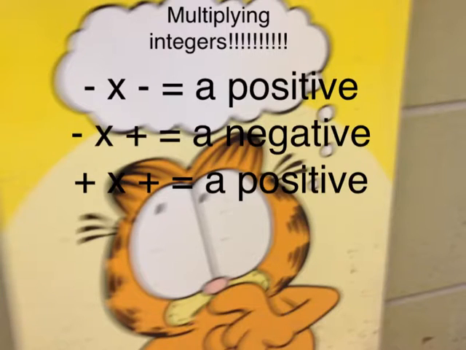Multiplying integers. Some basic knowledge you would need for this is: a negative times a negative will equal a positive. A negative times a positive would equal a negative. It doesn't matter which order it is in. It could be negative positive or positive negative. Then a positive times a positive will equal a positive.